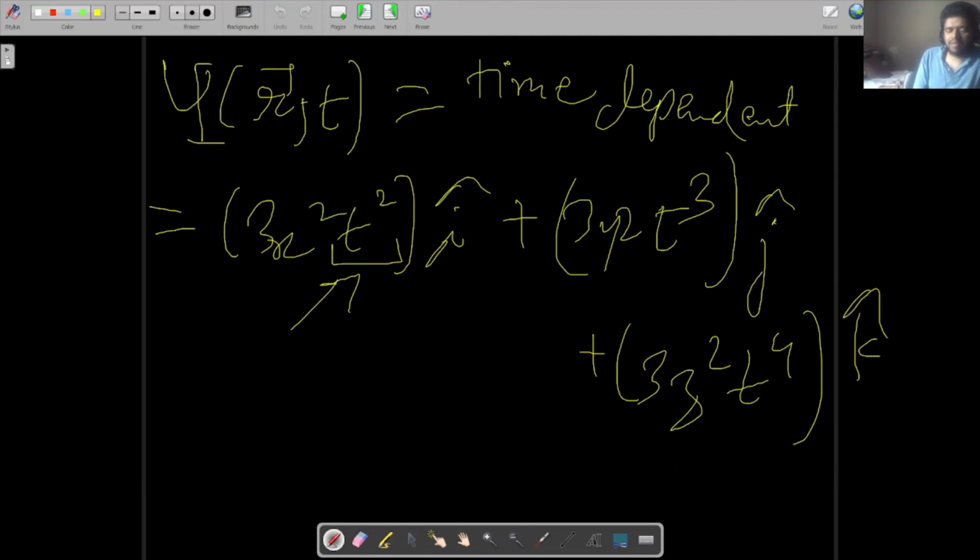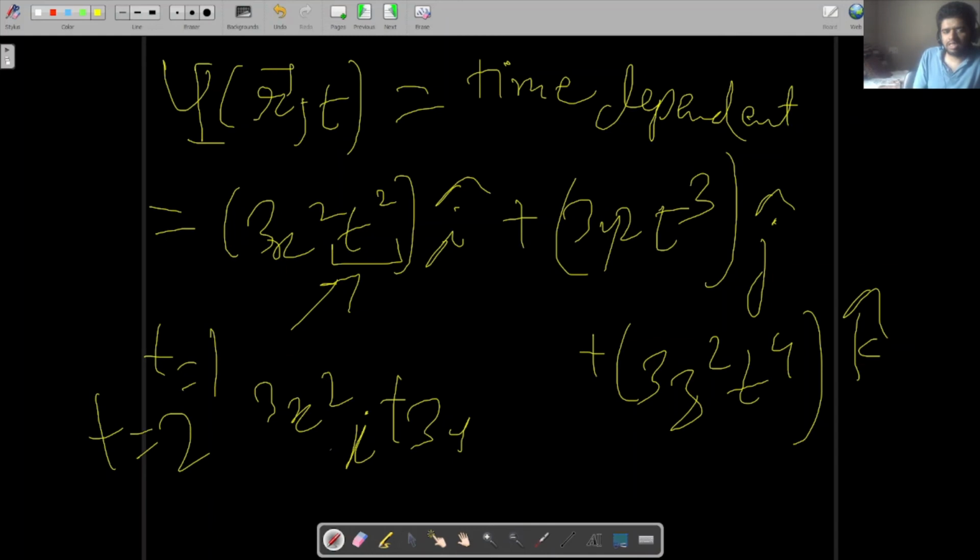And over here, time dependent means if you put time t equal to 1, you will get 3x square i cap plus 3y square j cap and so on. So the function will change. If you put t equal to 2, then this will be basically 12x square i cap plus and so on and so forth. So it is clearly time dependent, as if you put different values of t, you are going to get different values of psi. So this is time dependent.